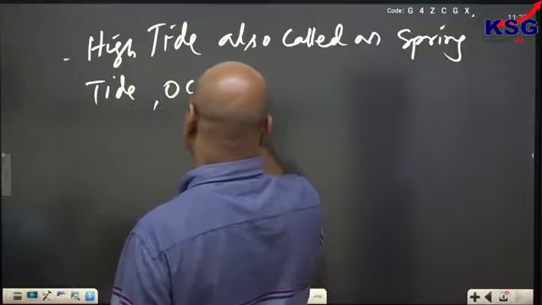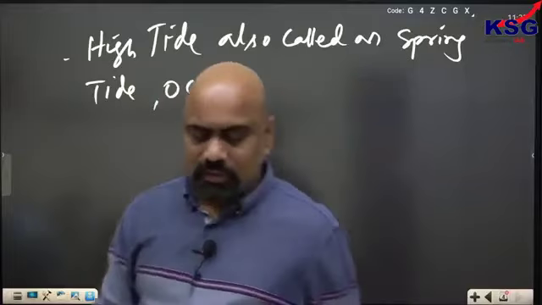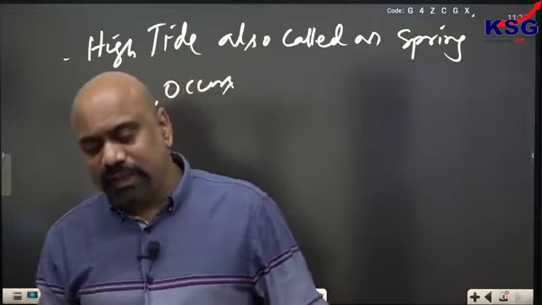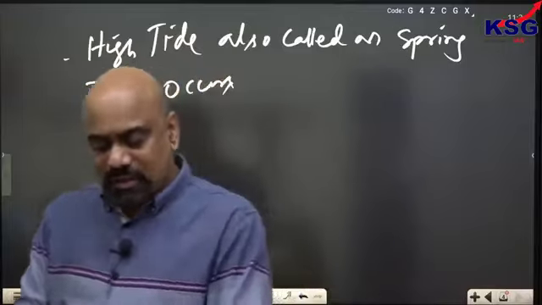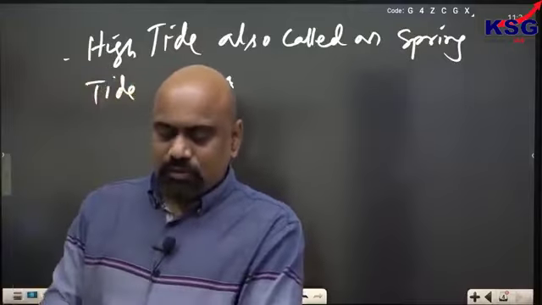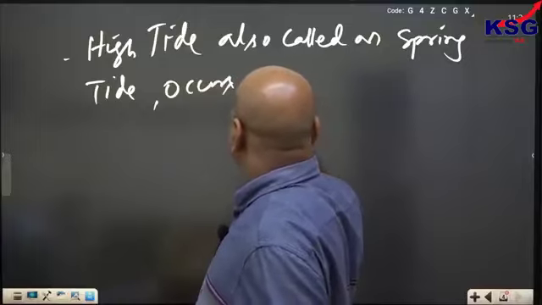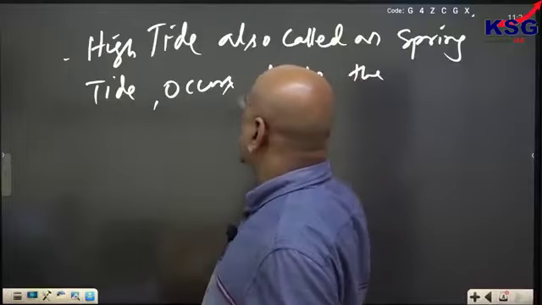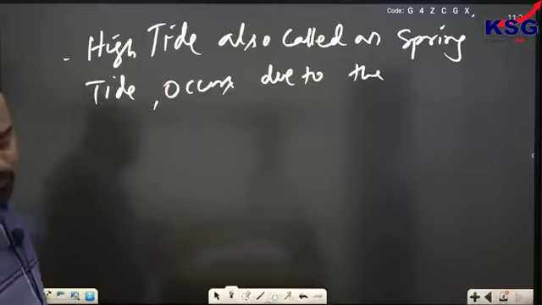Spring tide occurs when the sun, moon and earth are in one line. So these high tides, also spring tides, occur due to the combined gravitational pull of the moon and the sun.